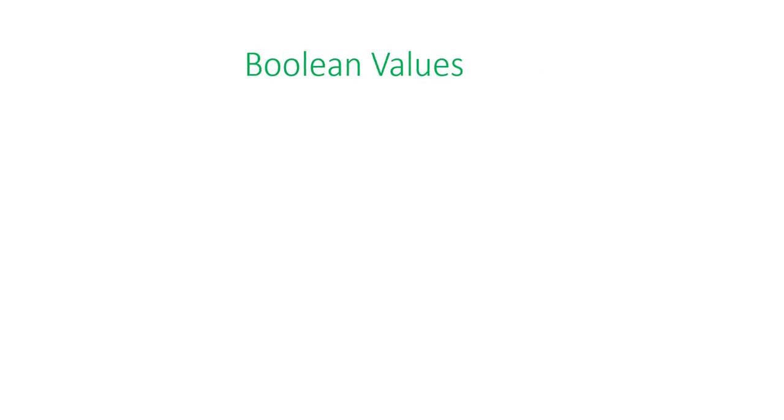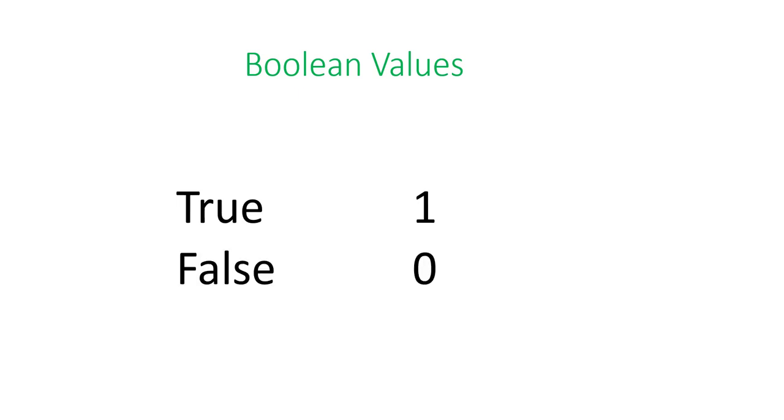Okay, moving on. Let's talk about Boolean values. So Boolean is just a fancy way of saying true or false. So true has a value of 1, false has a value of 0.